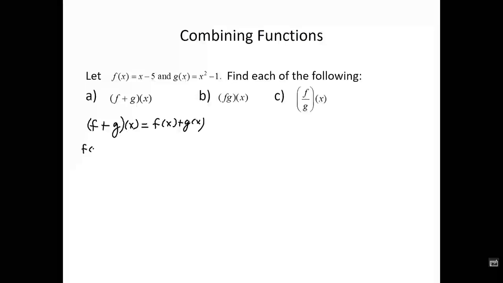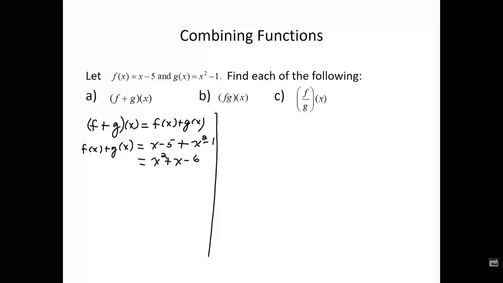So f of x plus g of x. f of x is defined as x minus 5, and I want to add to f of x, g of x. g of x is x squared minus 1. Combining my terms, I have x squared plus x, minus 5 minus 1 is a negative 6. So f of x plus g of x is x squared plus x minus 6.